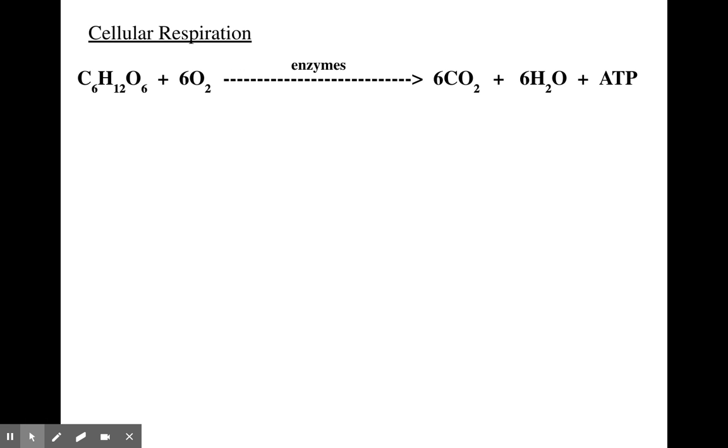So here is your cellular respiration equation. That's what we call it. And it's balanced. That's why we have these numbers in the front, because you cannot make atoms. Atoms exist. We just have to rearrange them. That's what chemistry is for. So we have C6H12O6, that's glucose, plus 6 oxygen molecules. It takes some enzymes, shocker, right? Enzymes are going to speed up reactions. And the outcome is 6 carbon dioxide molecules, 6 water molecules, and ATP.